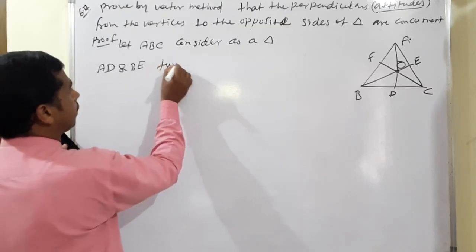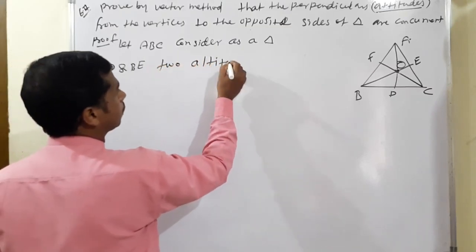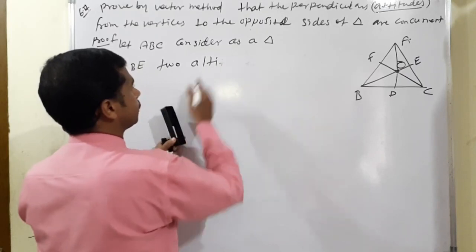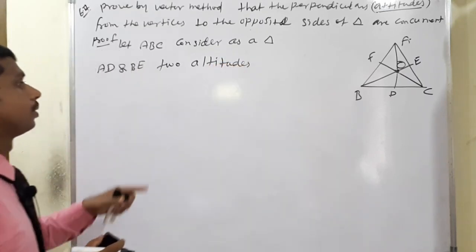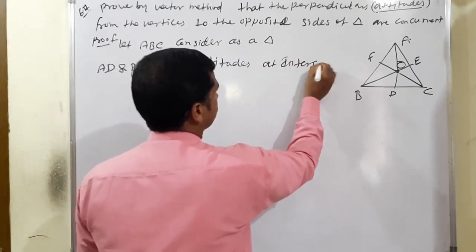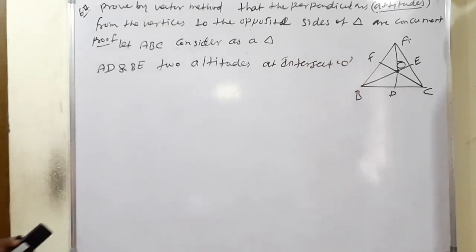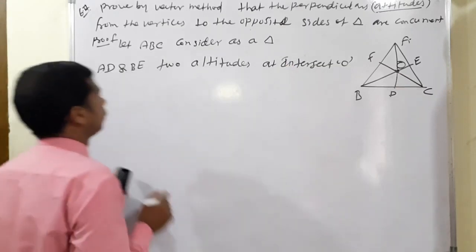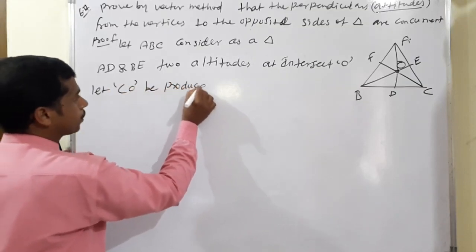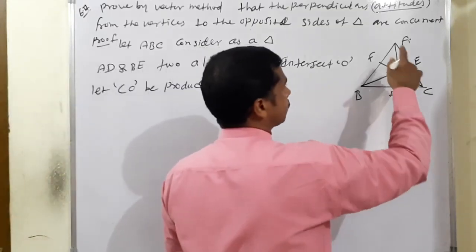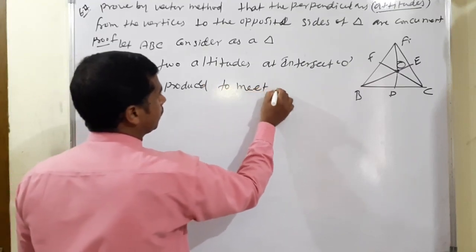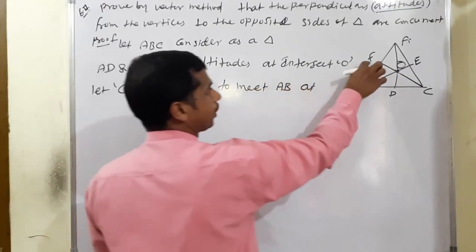AD and BE are two altitudes. Altitudes intersect at O. Then another one, let CO be produced to meet AB at the intersection point F.